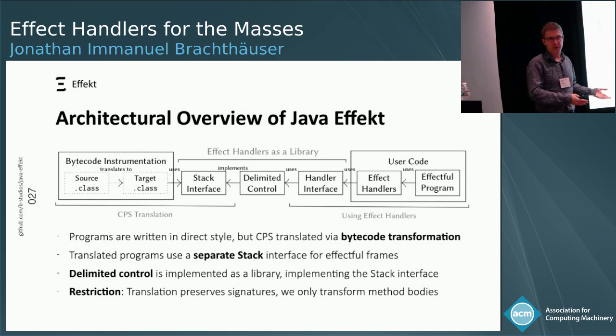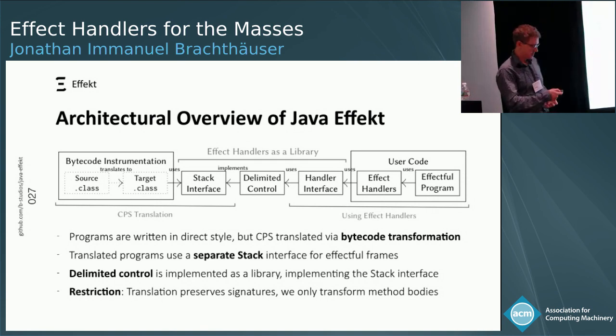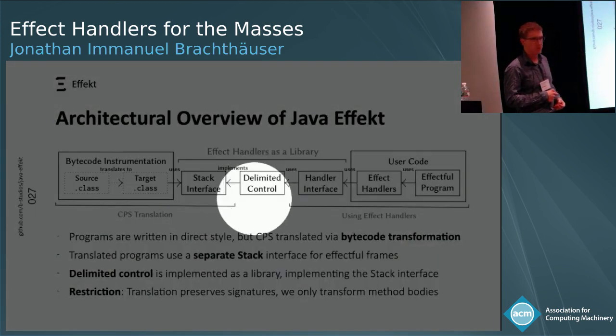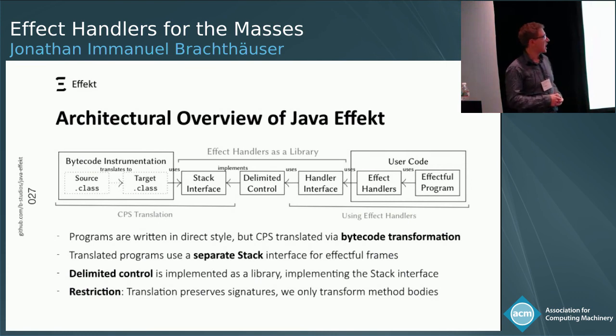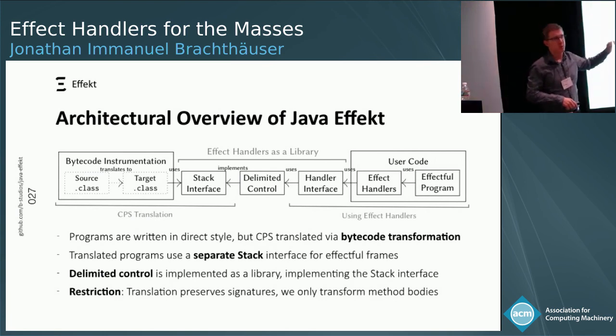The bytecode transformation is basically a CPS transformation. The translated programs now make use of a separate stack interface, not using the original JVM stack, but a separate stack where we have more control. And then using this stack interface, we implement delimited control, that is delimited continuation support, and the library itself is based on top of this layer. So many of these components can also just be reused. If you don't want to program with effect handlers, but only with delimited continuations, you can reuse at least the left half of the framework.